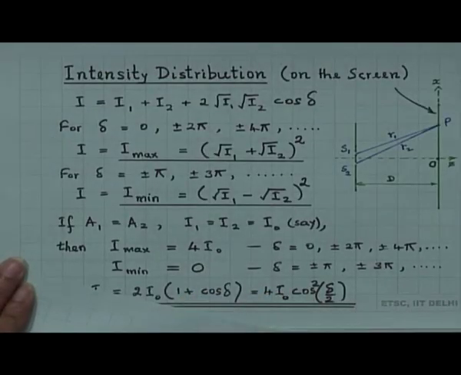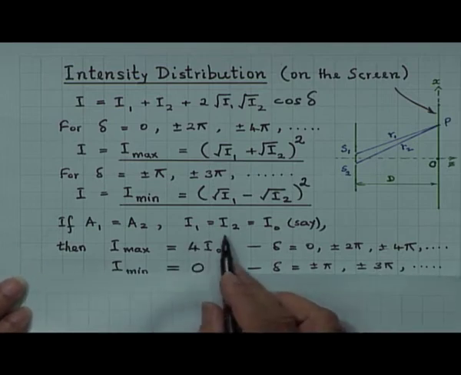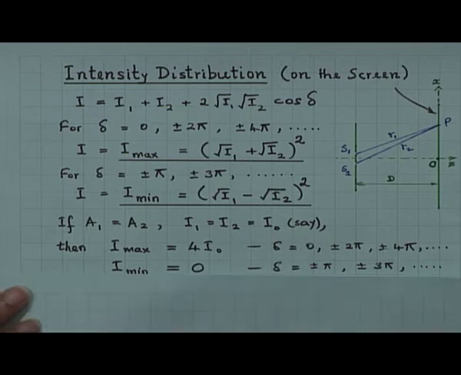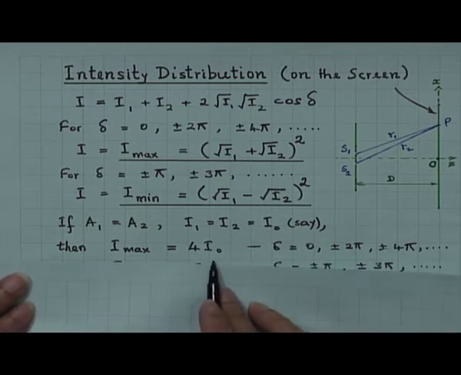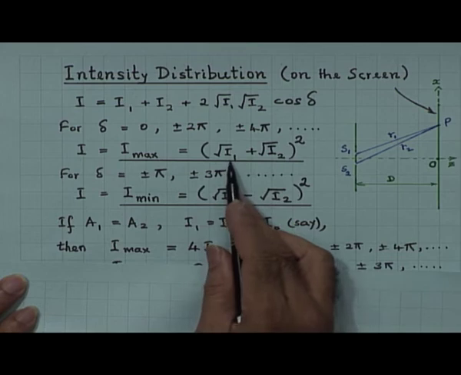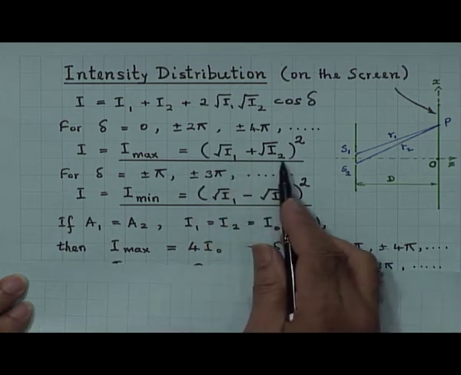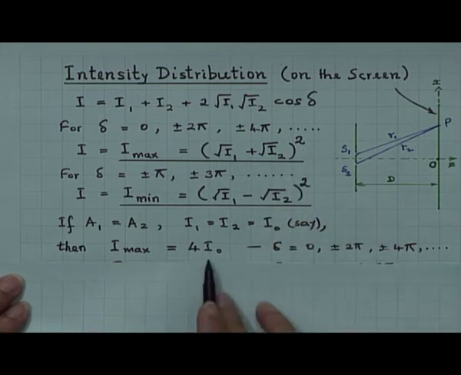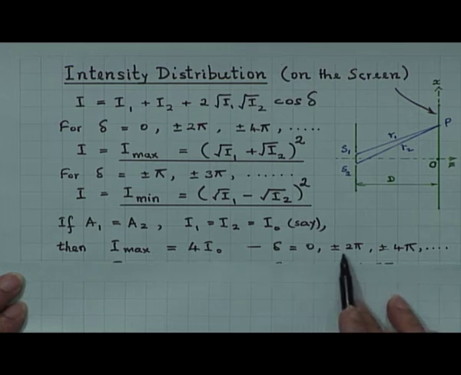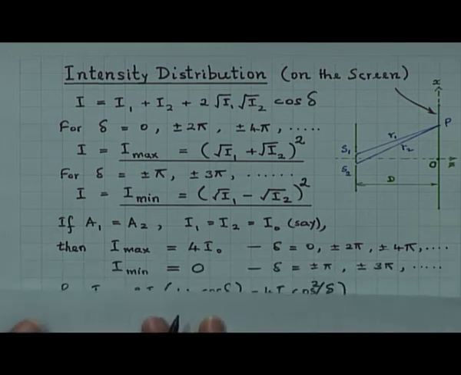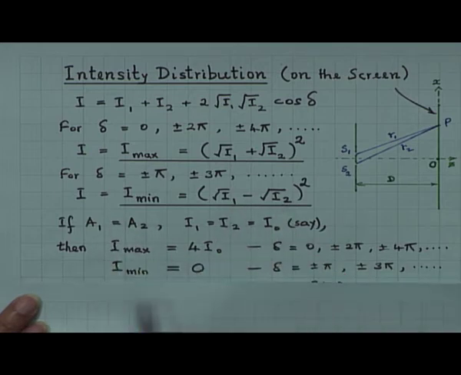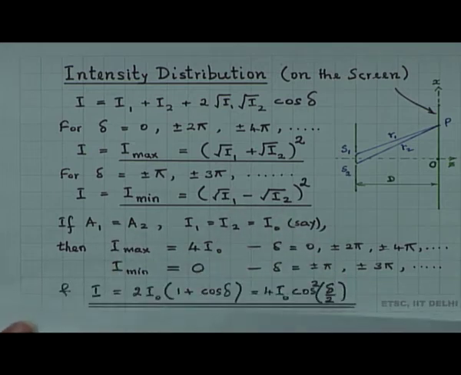A1 is equal to A2 and therefore I1 is equal to I2, let us call it I0. Then I max will be equal to 4 times I0, because this will be square root of I0 plus square root of I0, so it will be 2 times square root of I0, squared, which gives us 4 times I0, for delta equal to 0, plus minus 2 pi and so on. And for I minimum, since I1 is equal to I2, I minimum will be equal to 0.